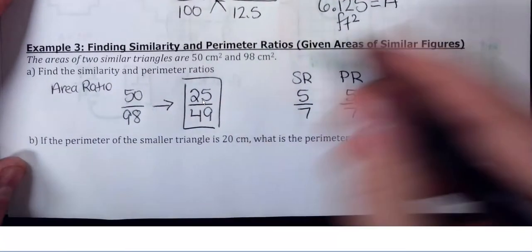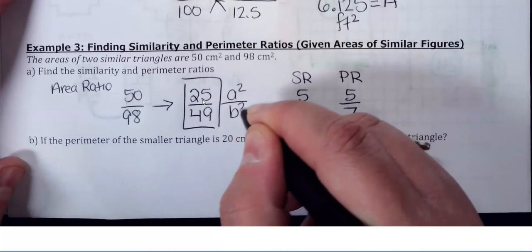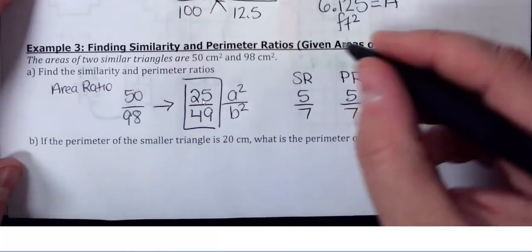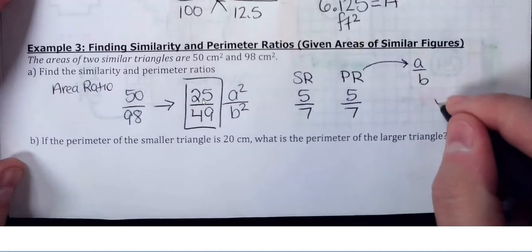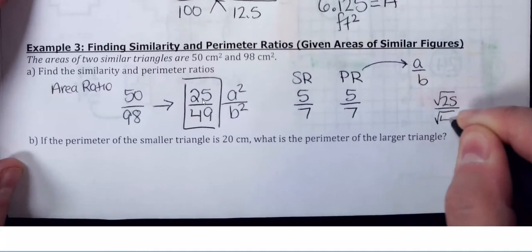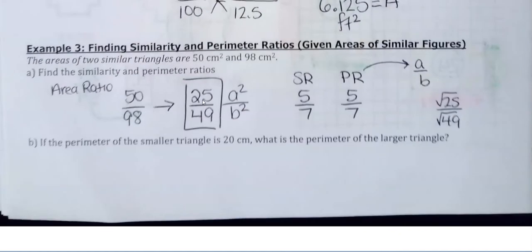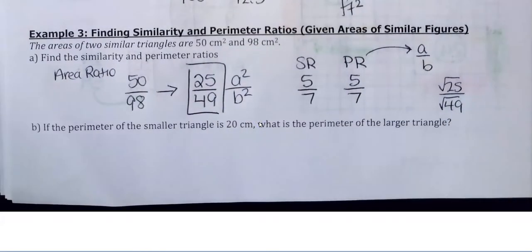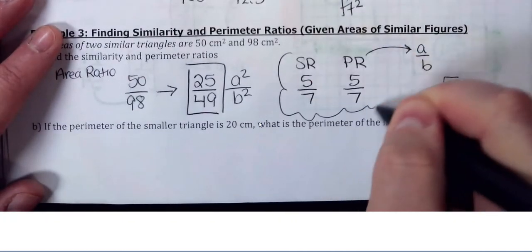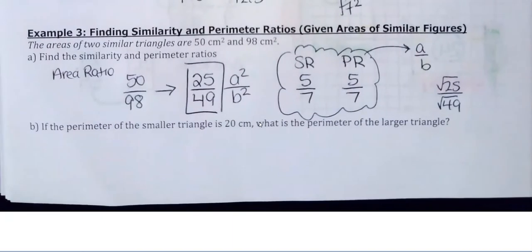If you want to use the notes from yesterday, the formula was a squared over b squared. The similarity and perimeter ratio are both a over b. So you just take the square root of 25 and the square root of 49, and I promise you guys will not see any problems that are not perfect squares. If you just did the 50 over 98, you're not going to have perfect squares there, but if you reduce it, it should reduce to something that's a perfect square, so it should have a nice similarity ratio and perimeter ratio. So these would be my two answers, my similarity ratio and perimeter ratio. They're both the same, they're 5/7.